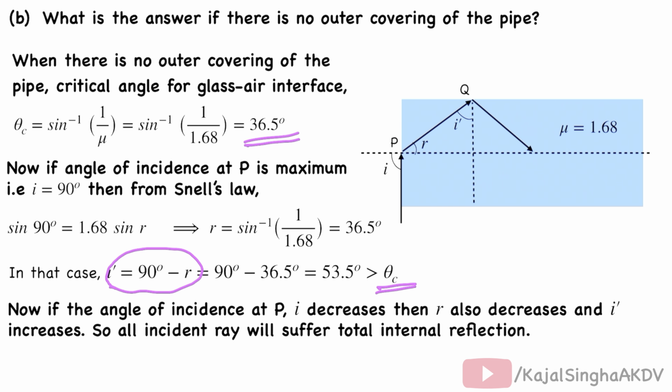That is, at point P, if the light ray is incident at angle 0 degree, total internal reflection will occur. And if the light ray is incident at angle 90 degree, then total internal reflection will also occur.